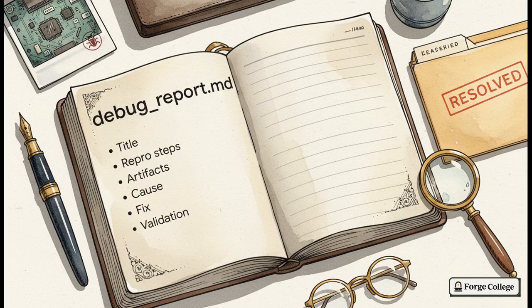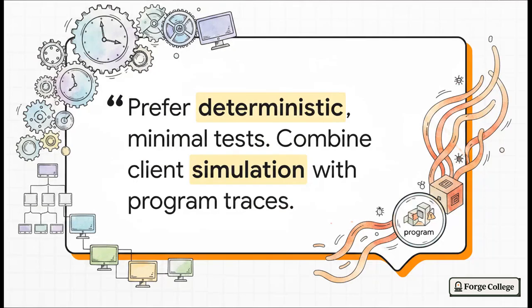Now, I know it sounds like a lot, but this isn't busy work. This is exactly what you attach to your team's issue tracker so everyone learns from the fix. I want to leave you with a quote that should really drive your entire workflow. Always prefer deterministic, minimal, reproducible tests. Combine client-side simulation with program-side traces. Honestly, remembering these two practical principles will fundamentally transform and improve your Anchor debugging.